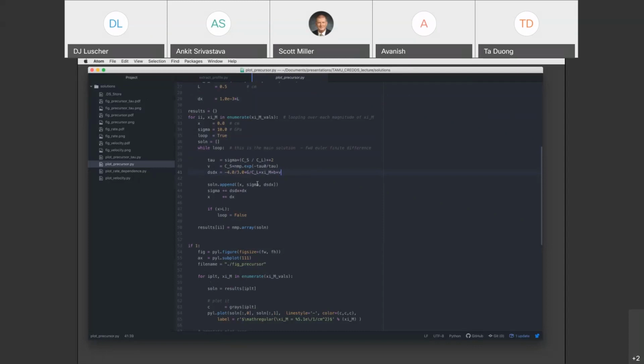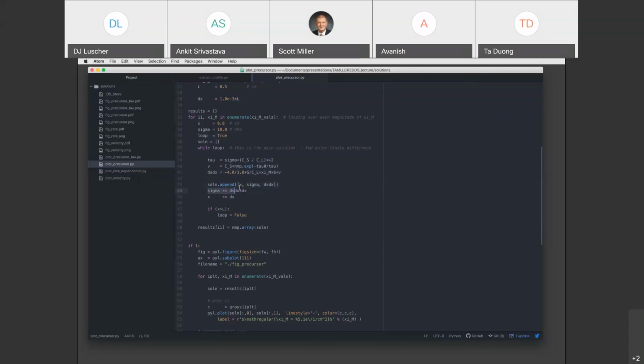And then I store the current answer. This is just sort of a style thing within Python, but I'm just storing my value of x, stress, and slope before I advance the solution to the right. So this is just storing the answer away so we can plot it when we're done.